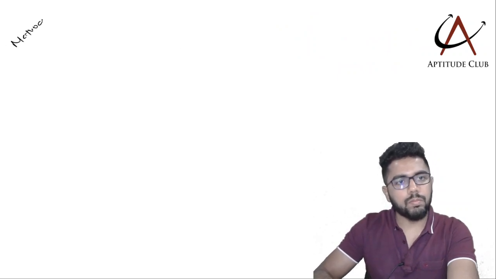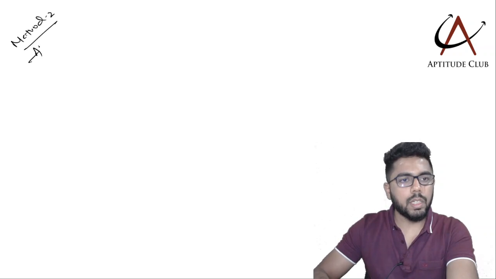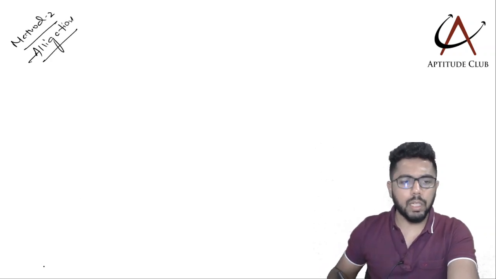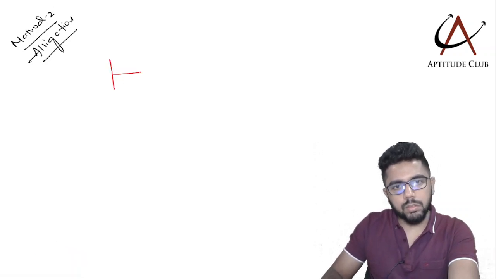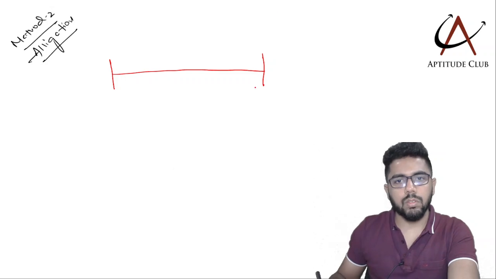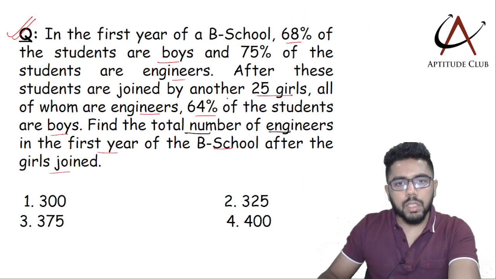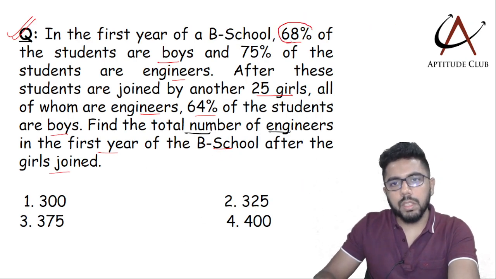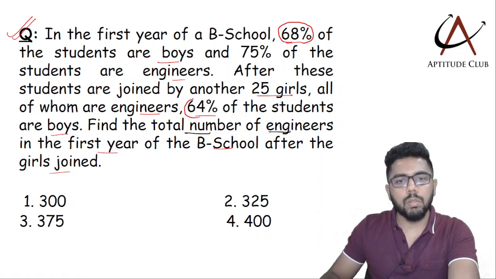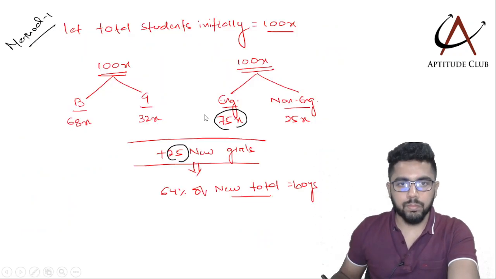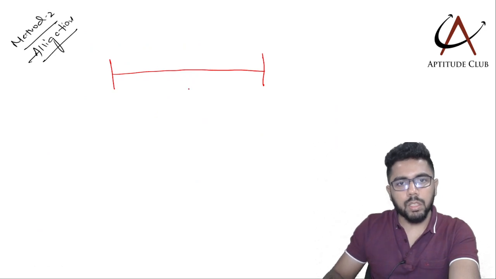If we look at method 2, that is the same question, we'll try and apply alligation. So we can avoid a lot of calculation that way. Think about this. Initially, the total number of boys was 68%, and finally, the total number of boys is 64%. So I'll put it in this way.